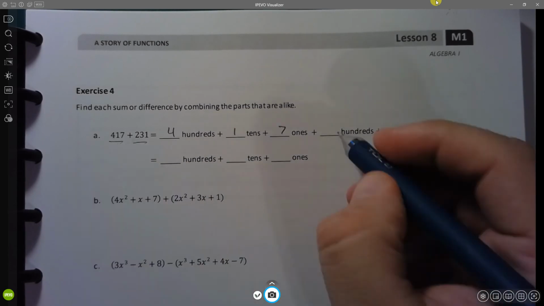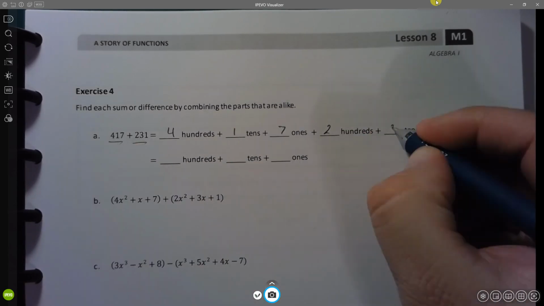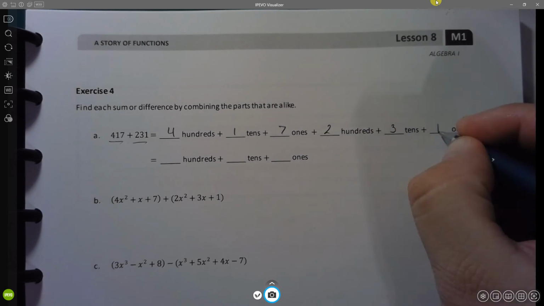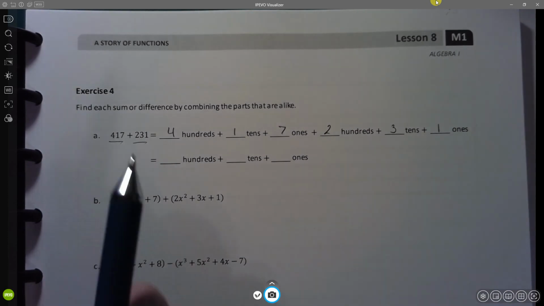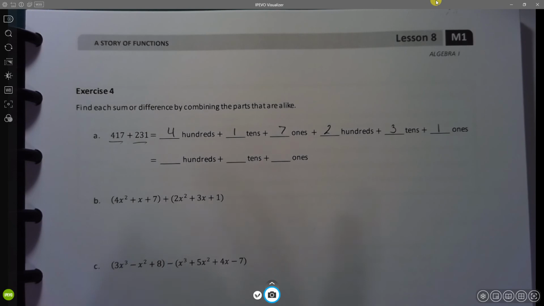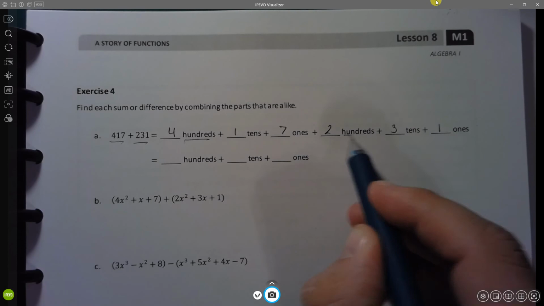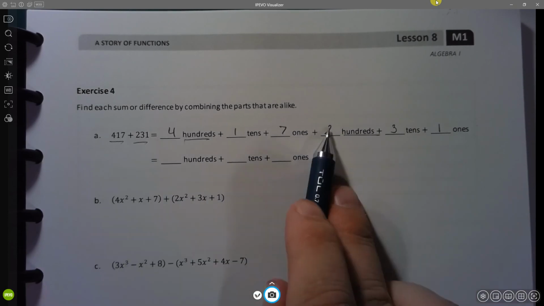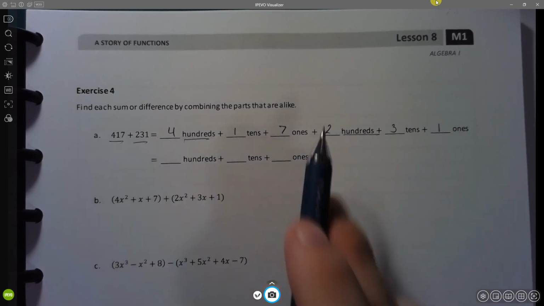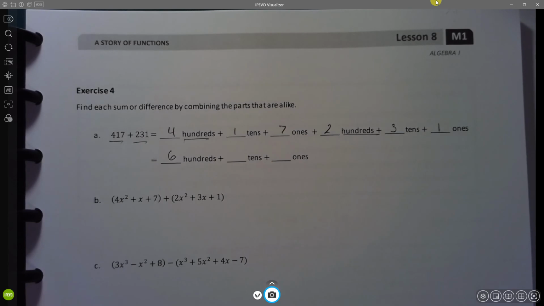All right, there are 2 100s, there are 3 10s, and there are 1 1s. Okay, now the next step in this problem is combining like terms. So remember, with combining like terms, we're looking for things that are similar to each other and then adding the coefficients in the front. So I look at hundreds and hundreds. The 4 and the 2 are my coefficients, so 4 plus 2 is 6. So I have 6 100s.